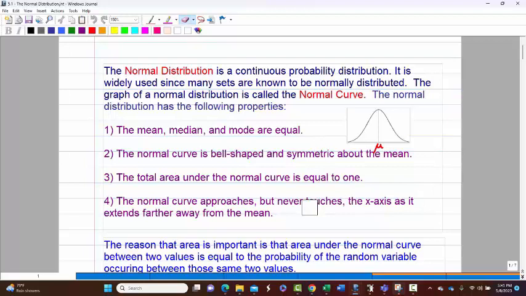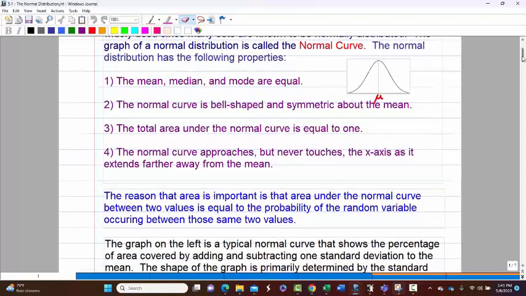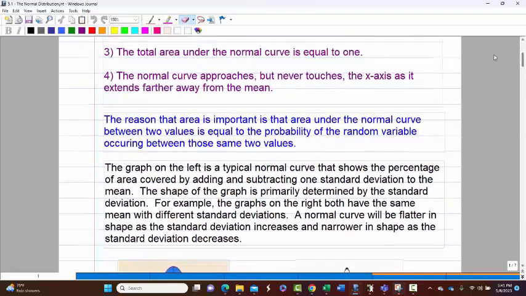And this last property is not real important, but technically the graph never really touches the x-axis as it gets to the left and right, but it gets very, very close. It almost touches it. So when we say the total area is 1, that basically means x is going from negative infinity to infinity. All right. And here's what I just said a minute ago. Probability is from area.